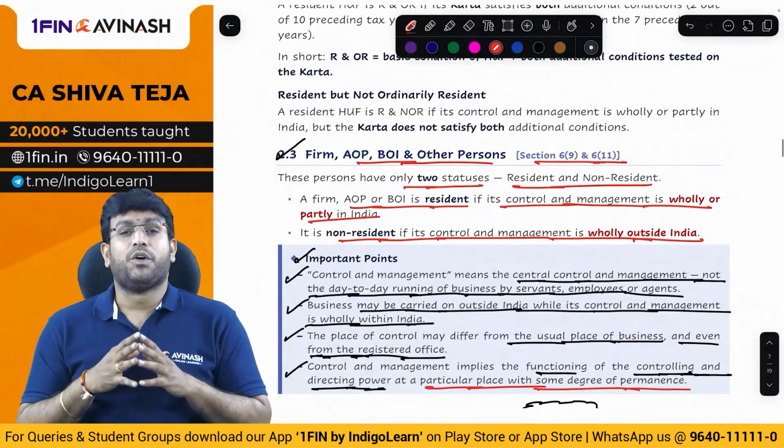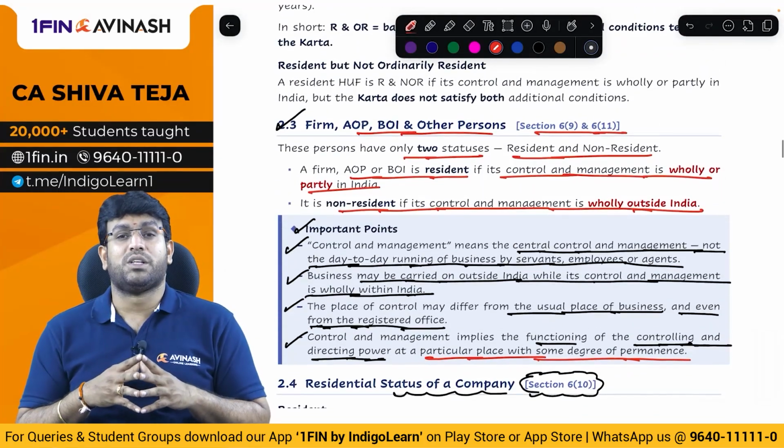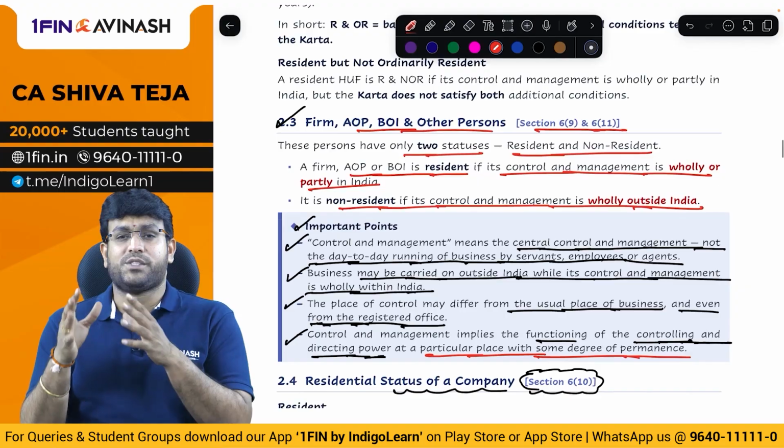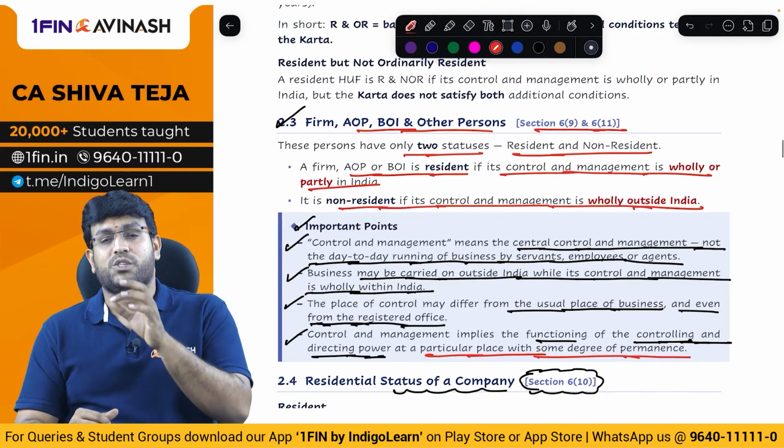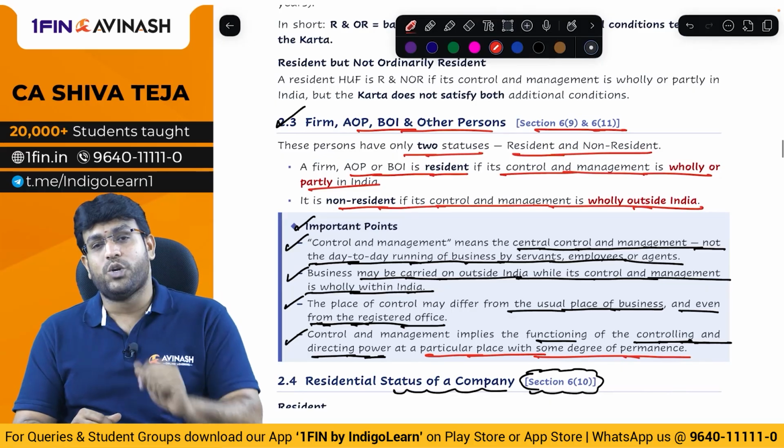Next point. For firm, AOP, BOI and other persons, what is the concept? If control and management is wholly or partly in India, it is regarded as resident. And if control and management is wholly outside India, it is treated as non-resident.